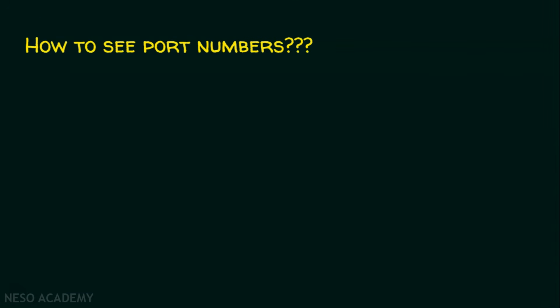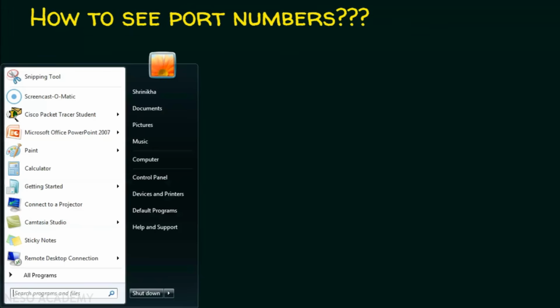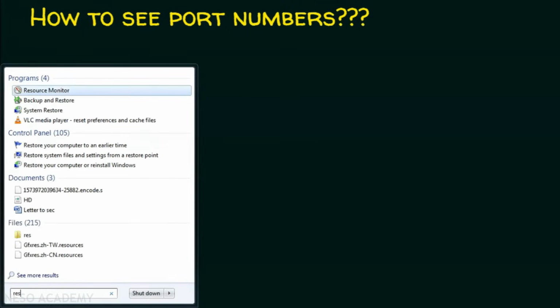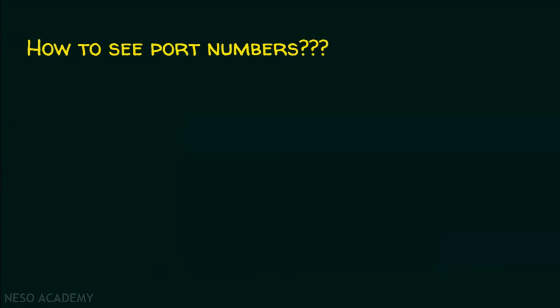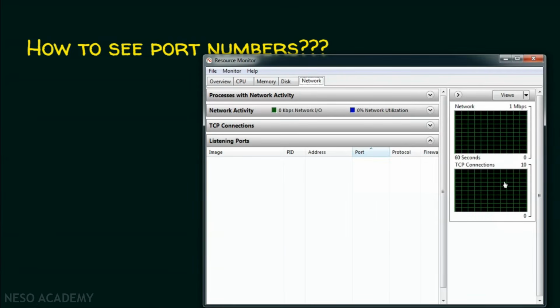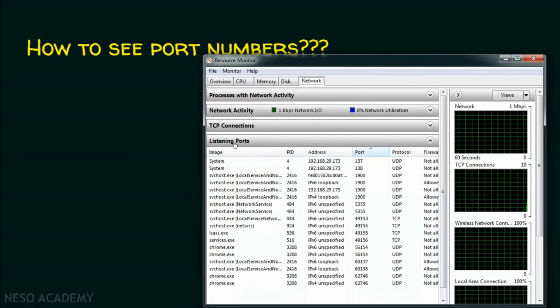To see the port numbers in real devices, click the Start menu and type RESMON. RESMON stands for Resource Monitor. There is a part in the Windows operating system which monitors the resources. Resource Monitor will tell what port numbers are running. After you press Enter, you will find that there are so many ports running.